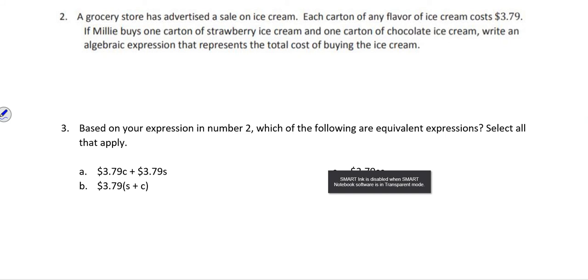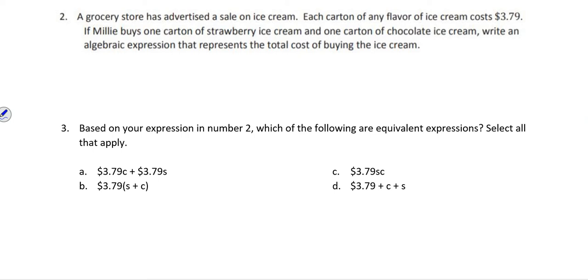All right, so we're off to number 2. A grocery store has advertised a sale on ice cream. Each carton of any flavor of ice cream costs $3.79. If Millie buys 1 carton of strawberry ice cream and 1 carton of chocolate ice cream, write an algebraic expression that represents the total cost of buying the ice cream.